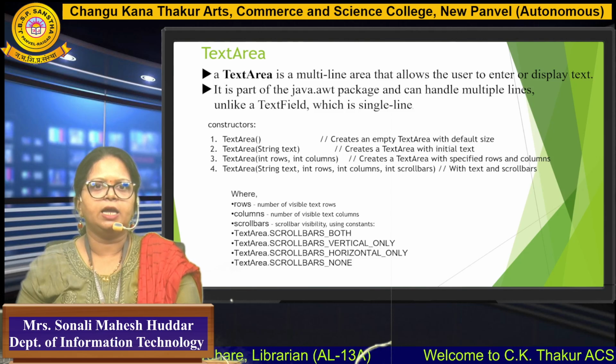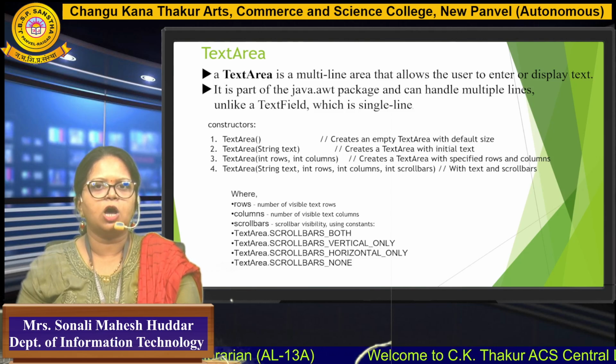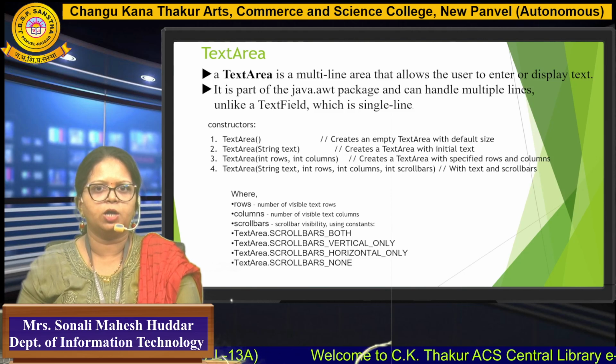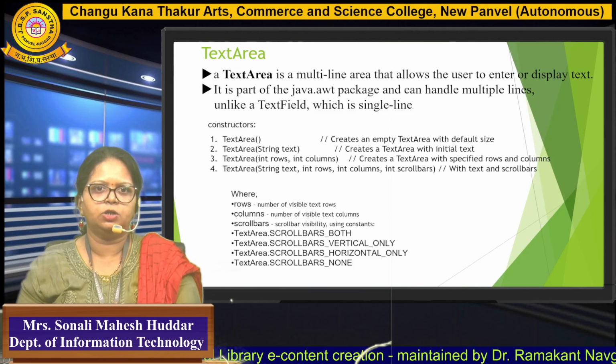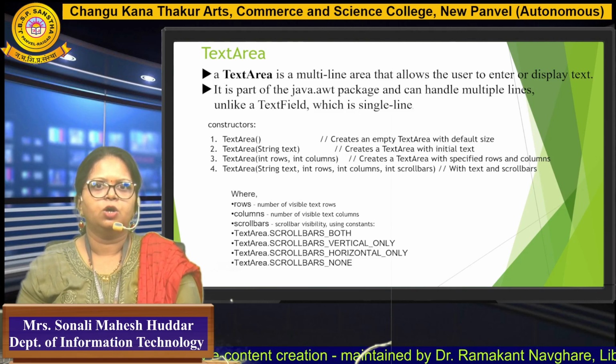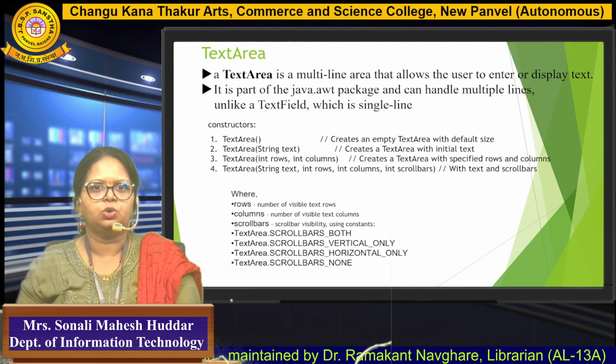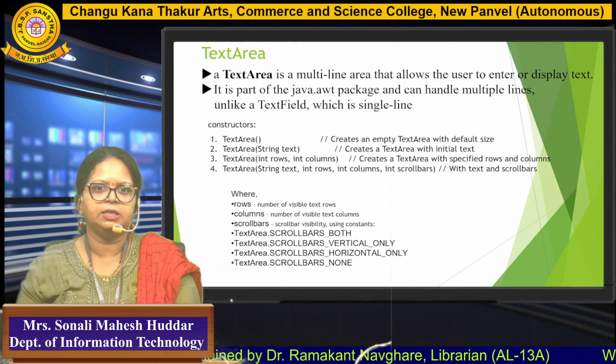Then TextArea(int rows, int columns). So how many rows and how many columns you want, you can provide that. TextArea(String text, int rows, int columns, int scrollbars). So with the help of that, a total of 4 parameters one can set: text, rows, columns, and scroll bar, whether it is visible or not. So a total of 4 scroll bar settings are there.